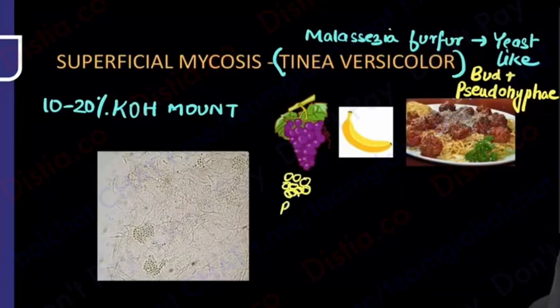So these are all the buds. And then we have something which is going lengthy like this, and these are going to be the pseudohyphae. So this is looking like a banana. So can I call it the banana and grapes appearance if you're vegetarian?